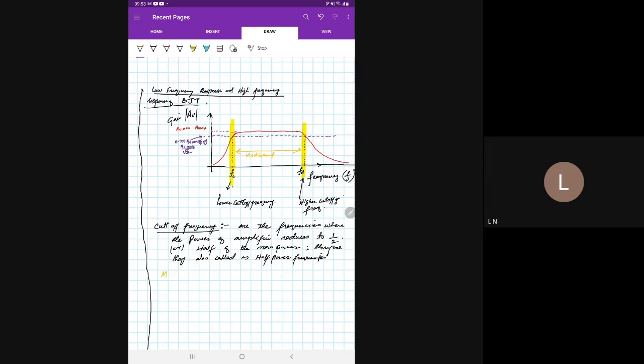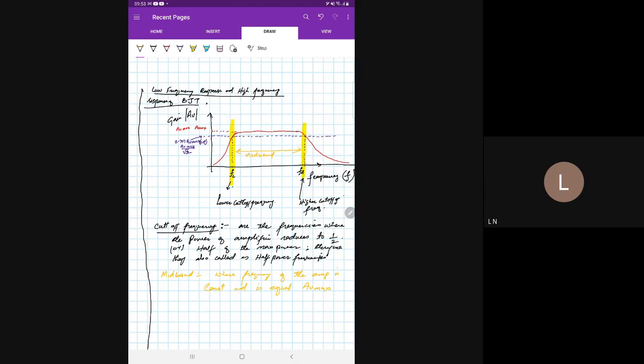So what is mid band? The mid band of the amplifier is where the gain of the amplifier is constant and is equal to A max or AV max. In midband, the gain of the amplifier is maximum, and it is equal to AV max.